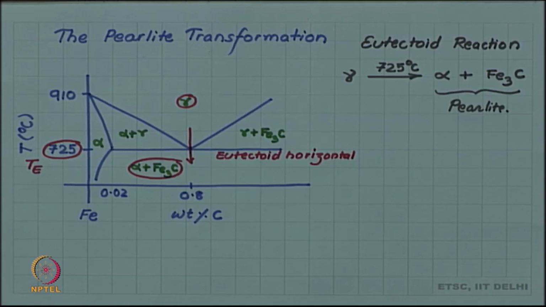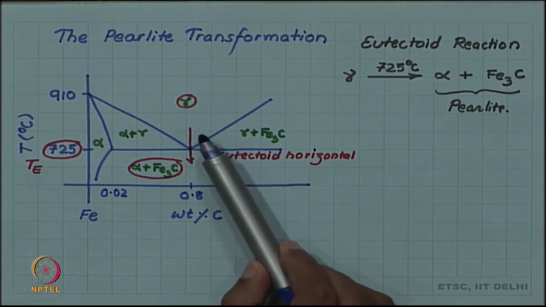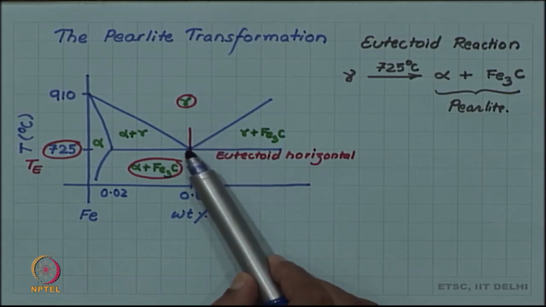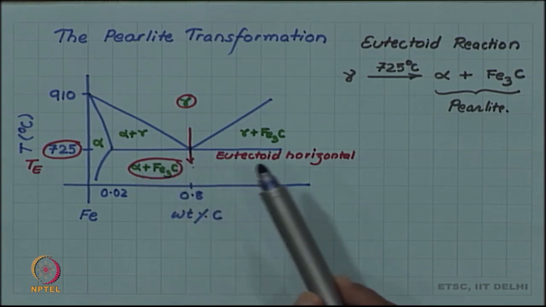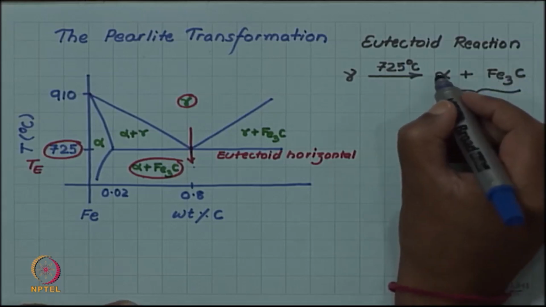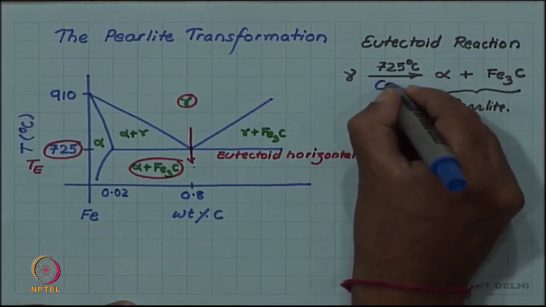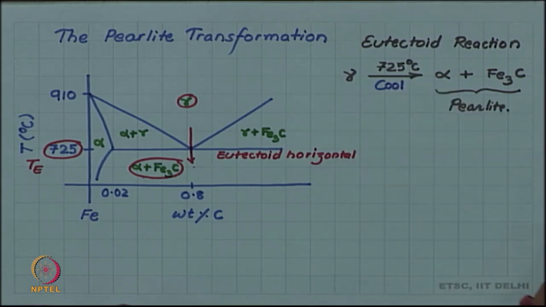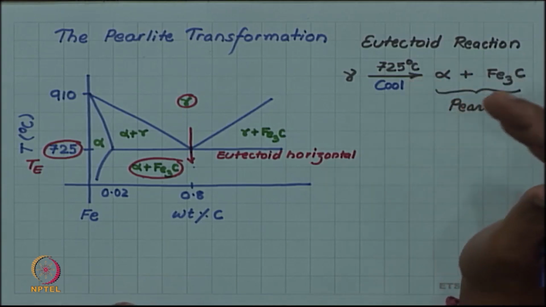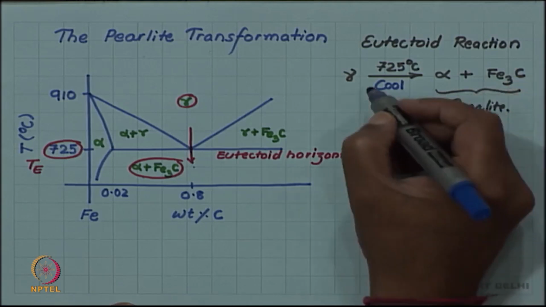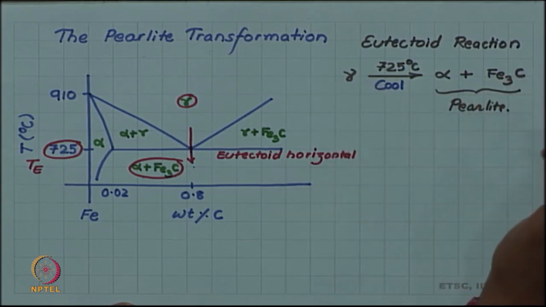However, if you look at this transformation, the phase diagram is telling us that the transformation will happen at 725 degrees Celsius. So, below 725 we should have alpha plus Fe3C. However, the phase diagram is not telling us how much time the transformation will take. So, at 725 degrees Celsius, how long do I have to wait if I want to transform a given mass of austenite into perlite, because there is no time scale in this.